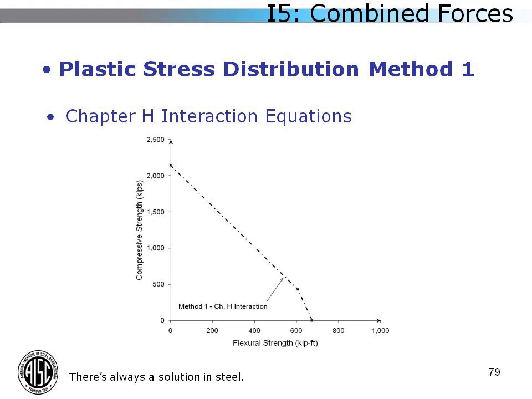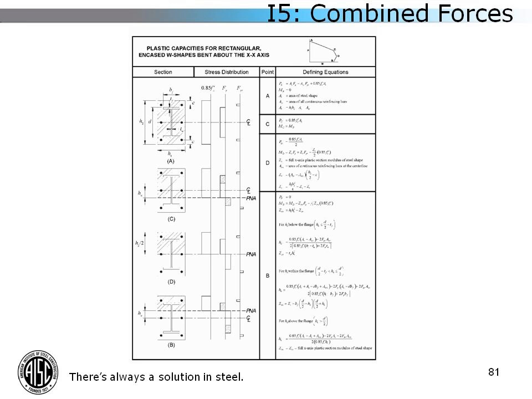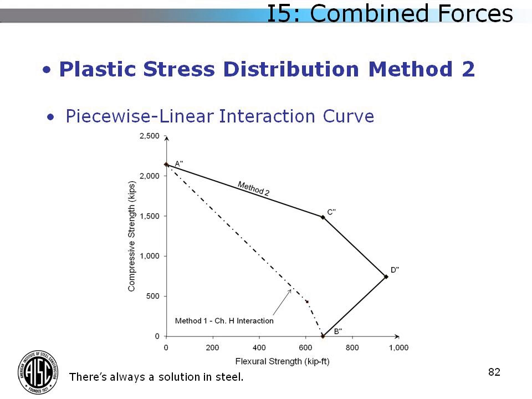Okay, so method 2, if you'd like to put in a little more effort, you can use a piecewise linear interaction curve. What this is doing is using different anchor points to create a piecewise linear curve that mimics the strain compatibility curve. And these anchor points are provided directly within the design example with equations like what's shown on the screen here for the different member types. So you can directly calculate points A, B, C, and D. And if you take a look at the diagram that you get once you move all the way through this method compared to the Method 1 Chapter H interaction, you'll see that you actually do get a good bit more additional capacity out in this region.